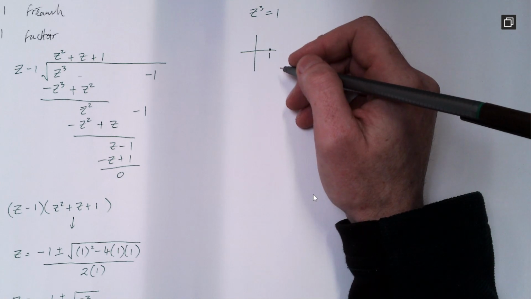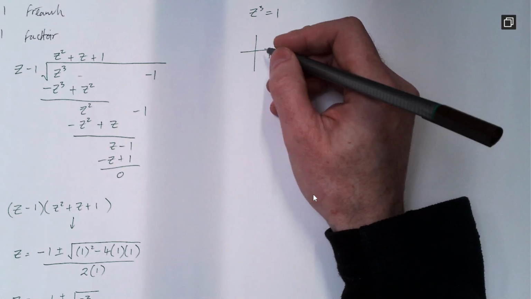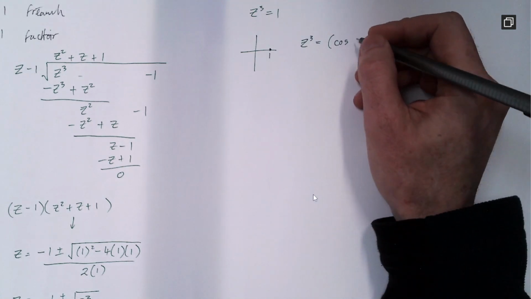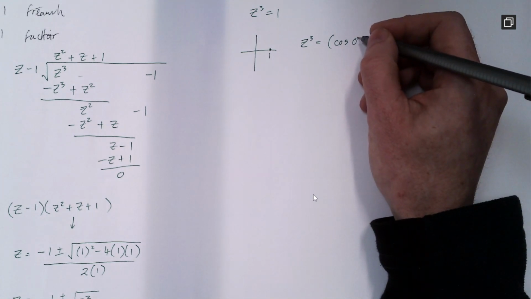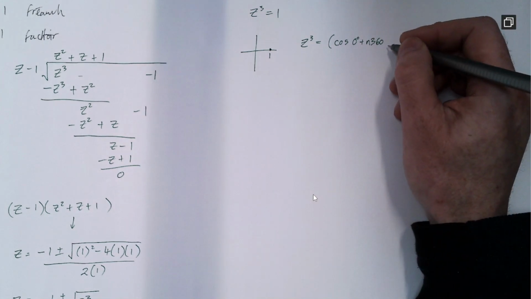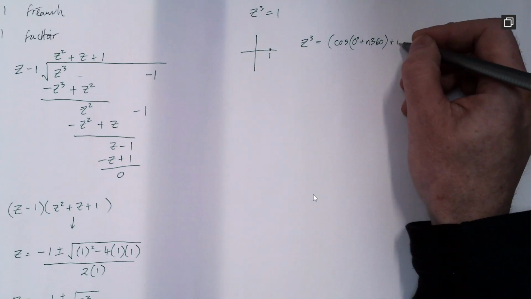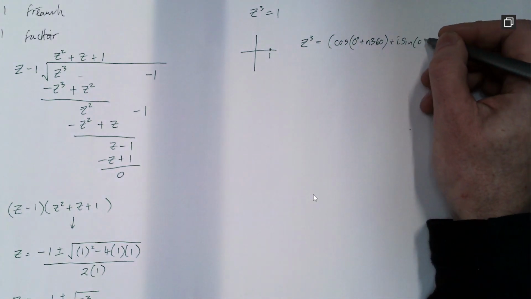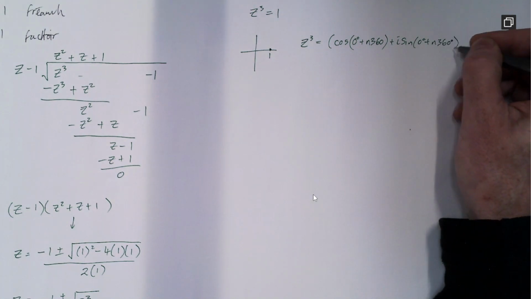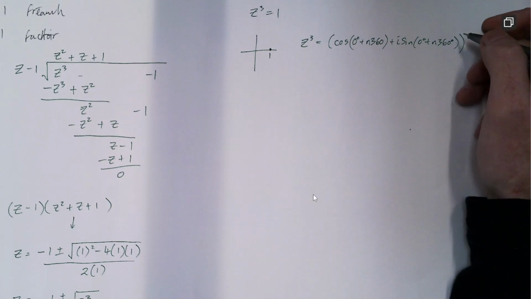Next we write in polar form. So z cubed equals 1, which is cos 0 degrees plus n times 360, plus i sin 0 degrees plus n times 360. This is the general polar form.